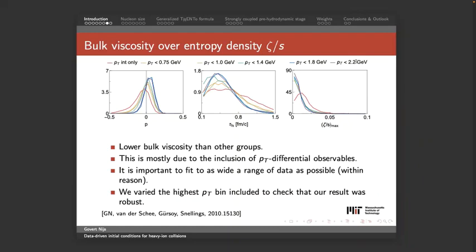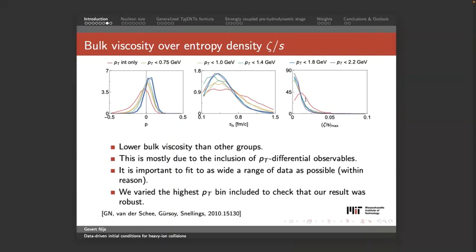And then, for example, you would expect that hard contributions come in at higher PTs. So if you see a lot of variation as a function of where your highest PT bin is, then you're probably measuring hard processes and not the soft stuff that you want to see.